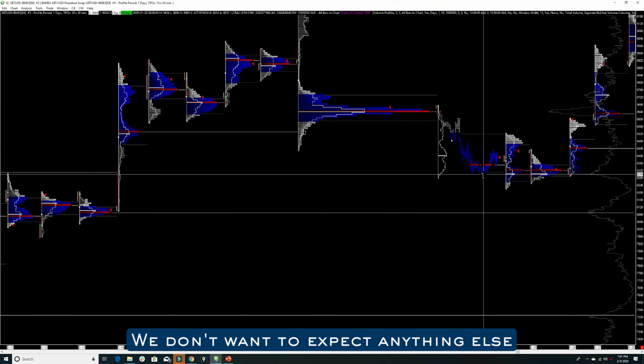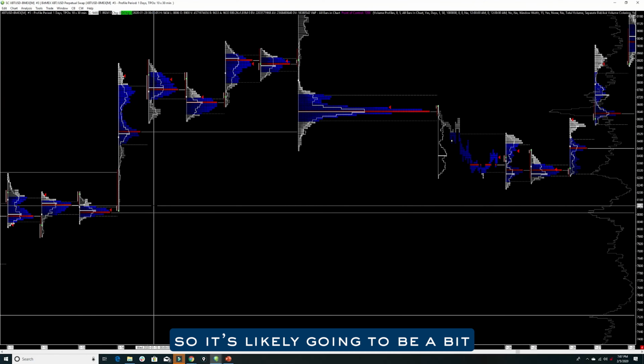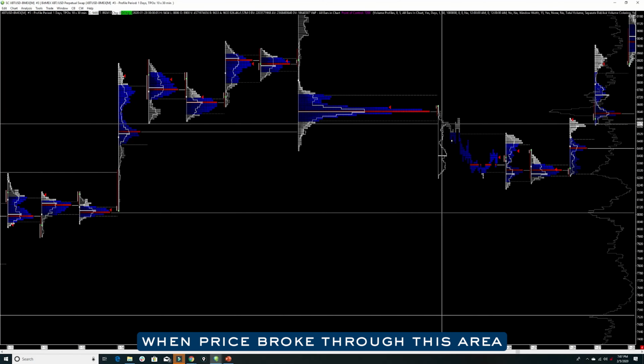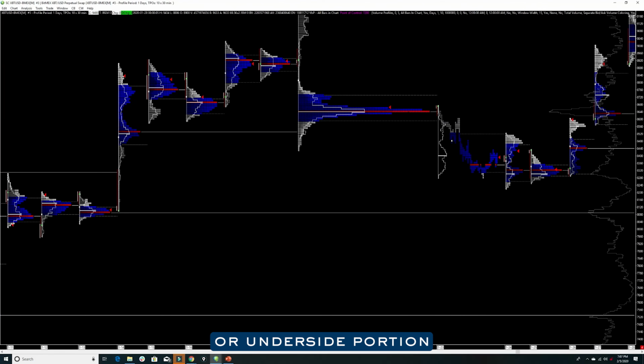We don't want to expect anything else because at this point we have a good degree of friction created by the previous structures. It's likely going to be a bit sticky down there. So you could see that when price broke through this area, it actually did come back and retest the underbelly or underside portion of this entire composite structure.